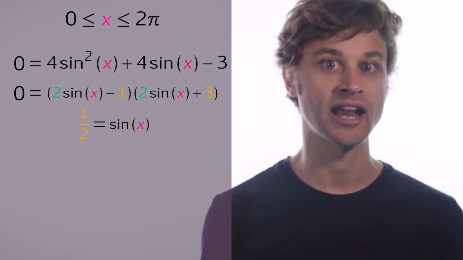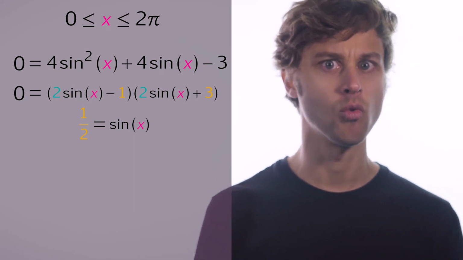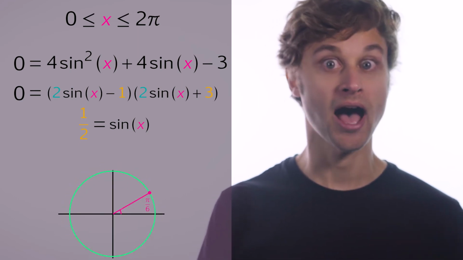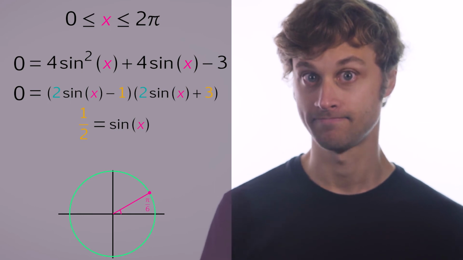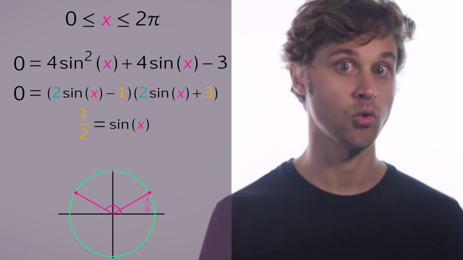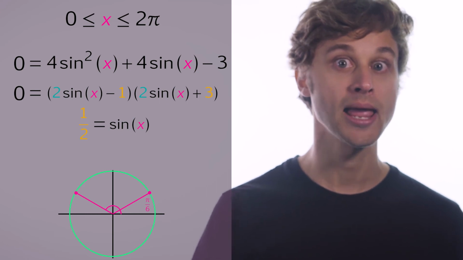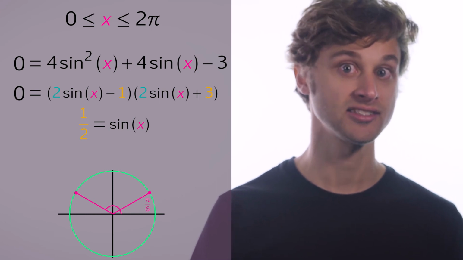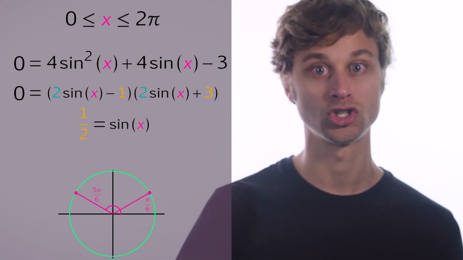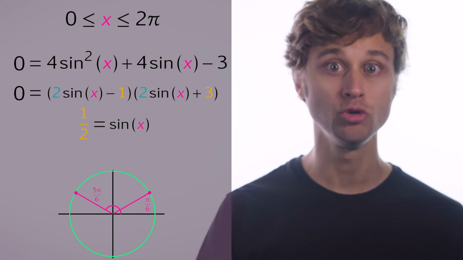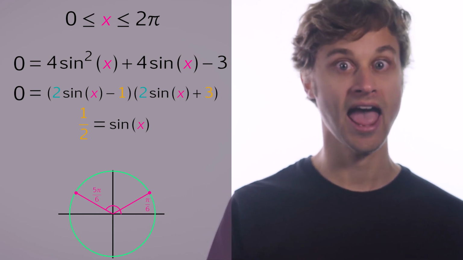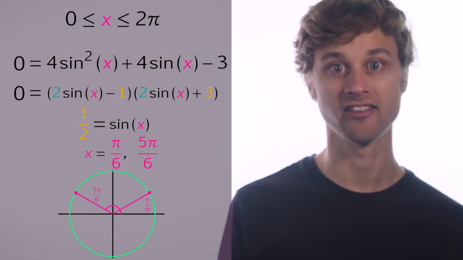So sine of x is equal to 1/2. What angle has a sine of 1/2? Well, that would be, in the first quadrant here, pi over 6, or 30 degrees. Now, there is another solution here in the second quadrant, which would be pi minus pi over 6, or 5 pi over 6. So these are our two solutions in the interval 0 to 2 pi, or 1 full unit circle, that have a sine of 1/2: pi over 6 and 5 pi over 6.